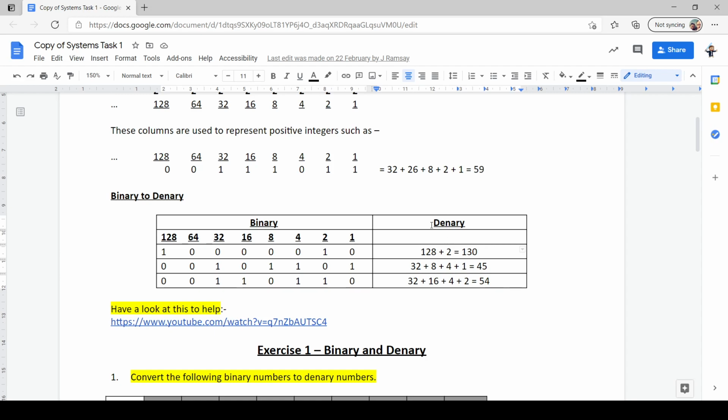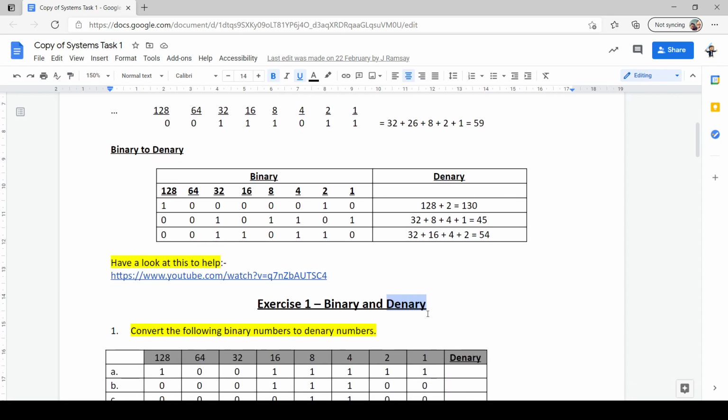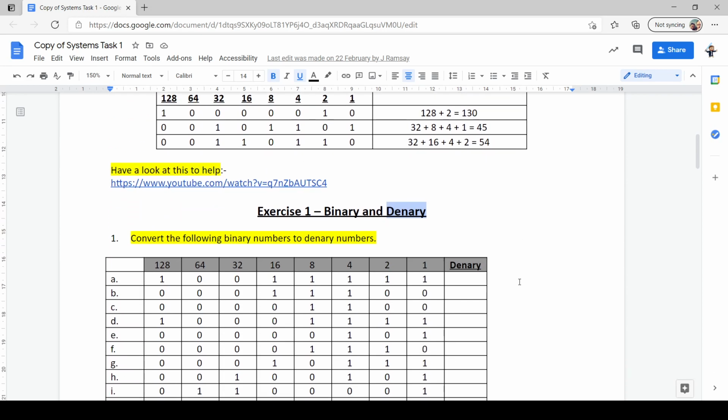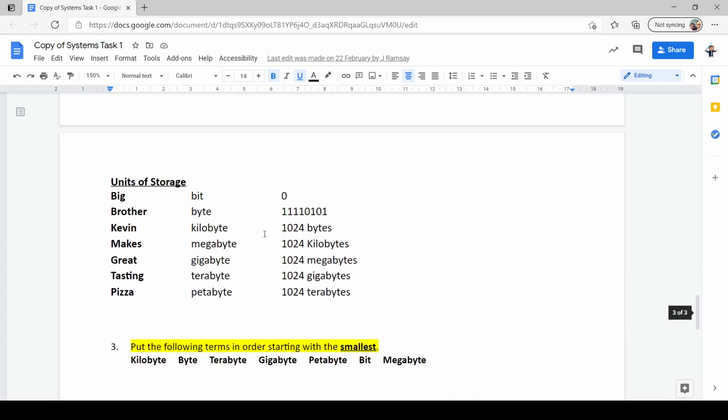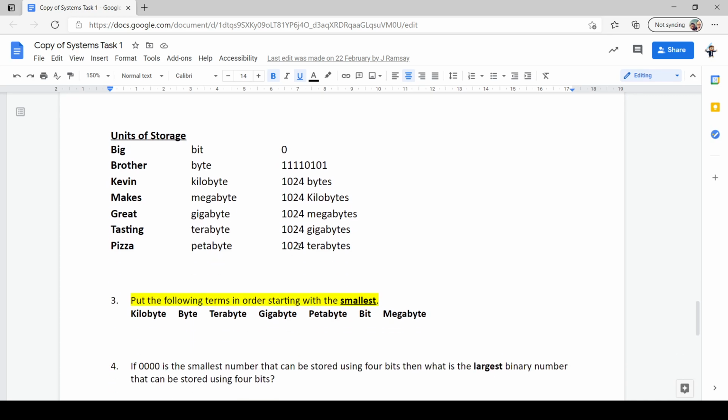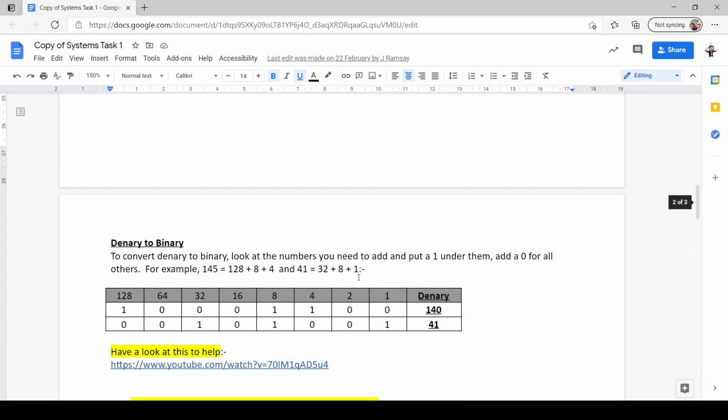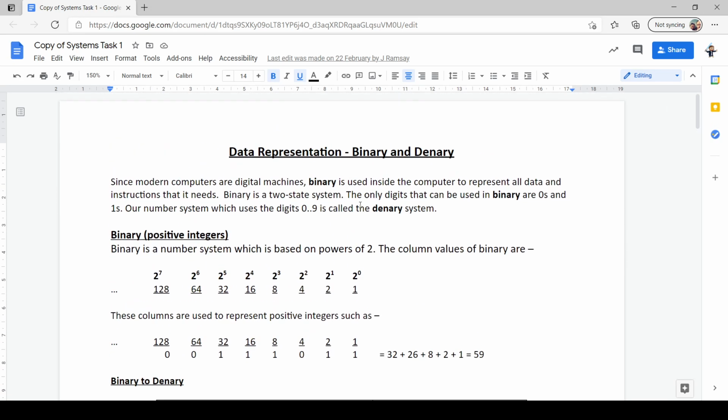The only difference is it's got a really fancy name called denary. If you can't figure out what I'm trying to say, it could also be pronounced denary. It's up to yourself really. So we're going to be looking at converting from binary to denary, and then the opposite, converting denary into binary. Then we're going to look at the different units of storage in a computer system so that you have a stronger understanding of how data is stored and how each storage unit is represented.